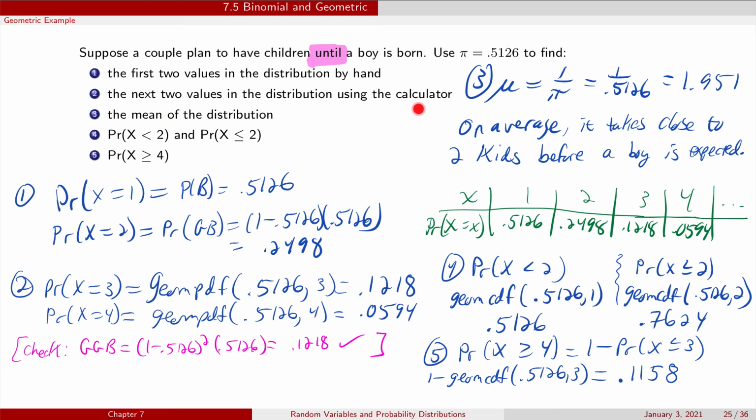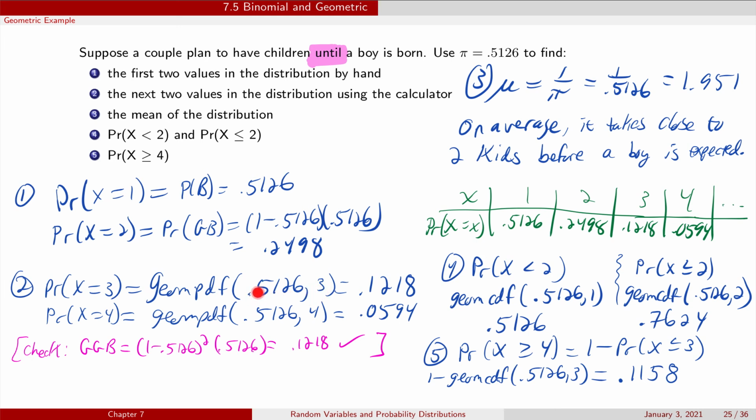Next, the next 2 values in the distribution using a calculator. The calculator, just like binomial, has a geometric command. Geometric probability, so geometric PDF. We don't have a fixed number of trials, so the first argument, the n, disappears. We just have the probability of success and x, the number that we're looking for.